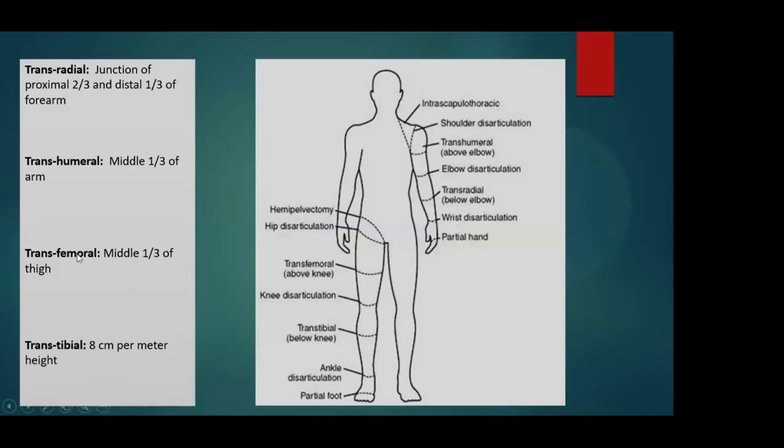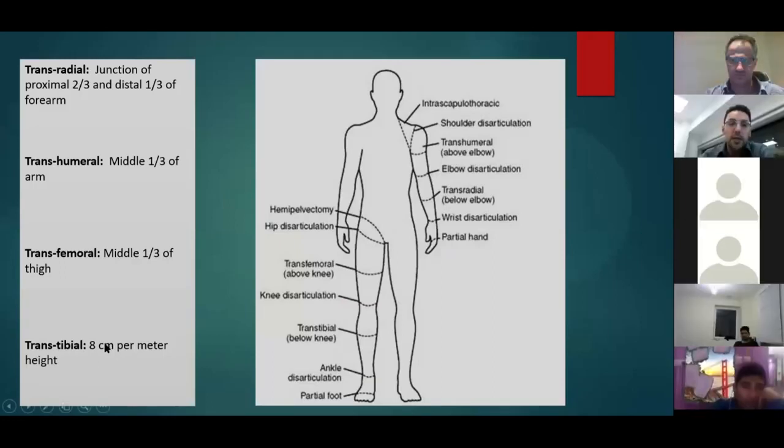Transfemur is the same as the transhumeral. And for the transtibial, you need to remember this equation. It's 8 centimeters per meter height from the medial joint line. For example, if the patient is 180 centimeters in height, you'll be thinking about 14.4 centimeters from the joint line.